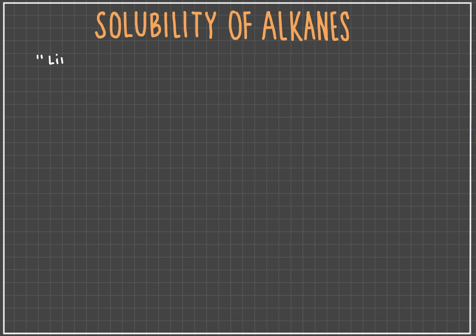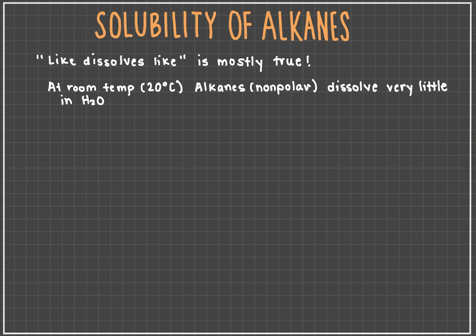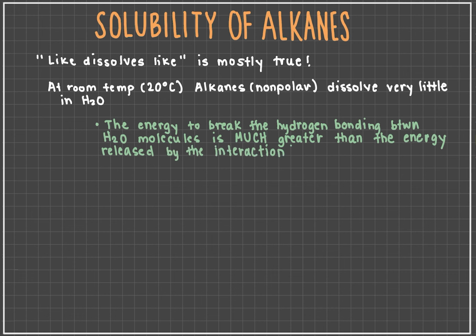Lastly, solubility of alkanes. You're probably familiar with the phrase like dissolves like. In most cases, this is true. At room temperature, alkanes, which are nonpolar due to the relatively nonpolar carbon-hydrogen bond, dissolve very little in water, which is a polar solvent. This is due to the thermodynamic unfavorability of the process. To put it simply, the energy that is required to break the intermolecular forces holding water molecules together is much greater than the energy that is released from the solvation or interaction between alkane and water molecules. Thus, the Gibbs free energy of the solvation would be positive or unfavorable.